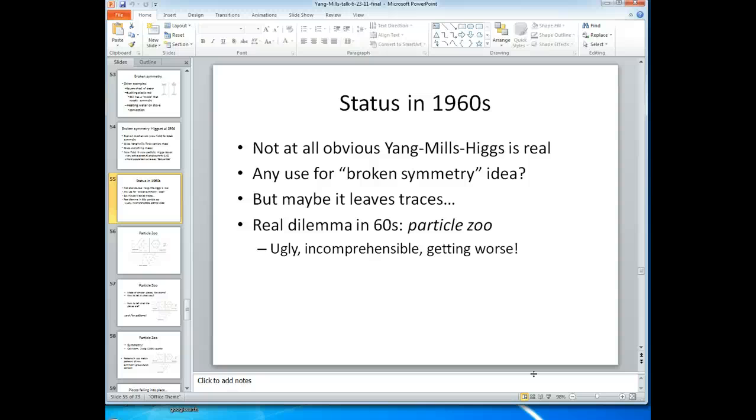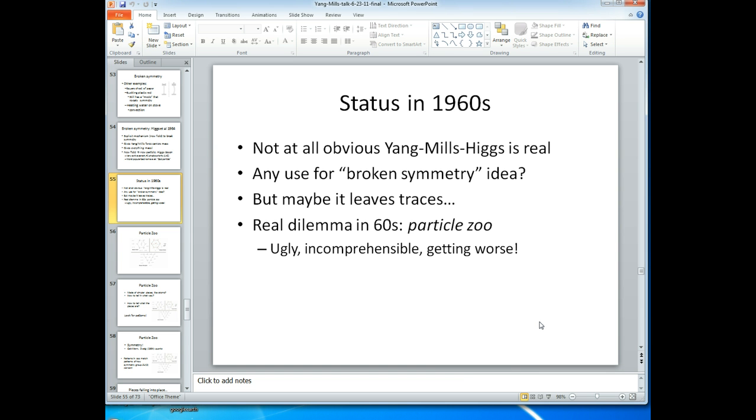Now on to part 6 of the Yang-Mills talk. Roughly, very roughly, here's the status in the 1960s. And again, I'm glossing over all kinds of details. If you're an expert, feel free to leave a mean comment, and then I'll delete it.